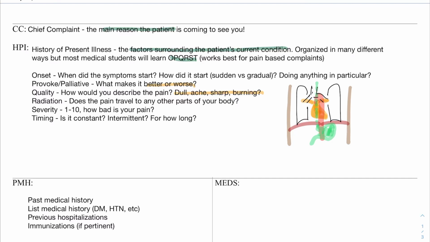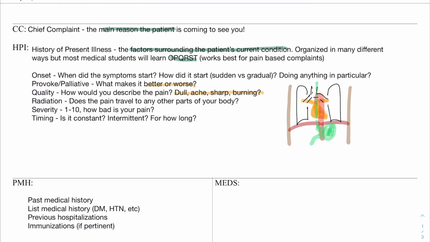Now, the last thing that I put here, this green line, is your esophagus. Your esophagus can cause a lot of pain too, especially in people that have something like reflux. That reflux is going to cause a burning sensation down here, which can feel like chest pain from your heart. And so knowing how the pain radiates is very important in its categorization.